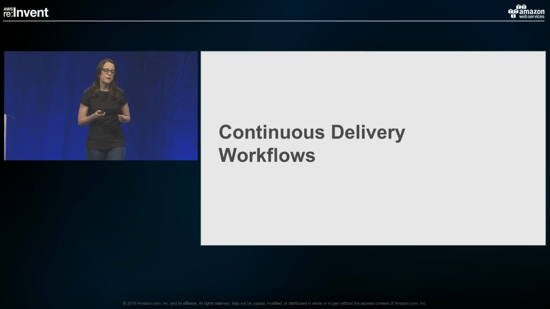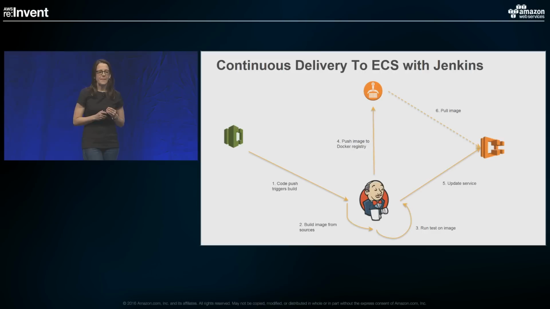So just to give you an overview of some continuous delivery workflows before we talk about how Okta actually does continuous delivery. One example is to do continuous delivery to ECS with Jenkins. In this case, you can see we have a few steps where first a code push will trigger a build. And then Jenkins will build that image from the source. And it will run some automated tests as well.